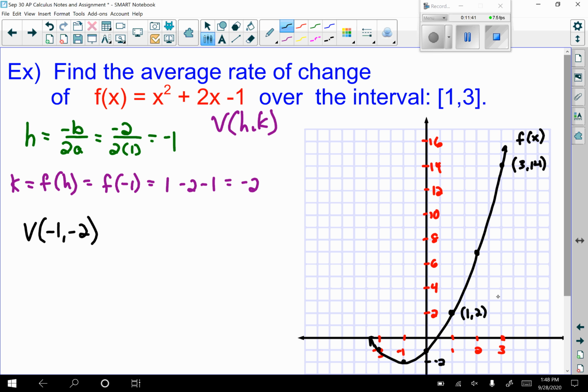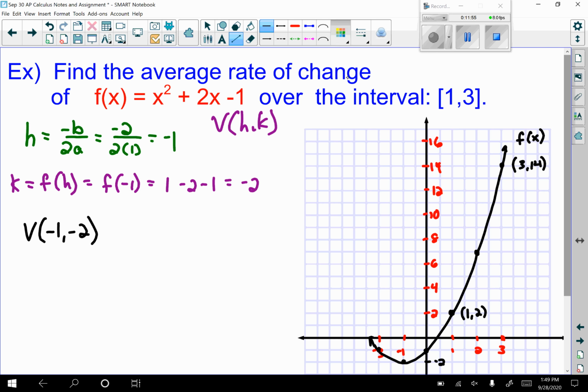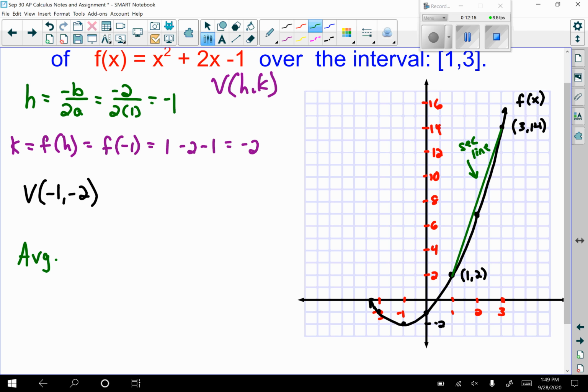All right, so if we're asked to find the average rate of change, that means we just want to draw a line that's passing through these 2 points, from x is 1 to x is 3. And we would call this a secant line. Any line that crosses through a curve at exactly 2 points is going to be a secant line. And the average rate of change will just then be the slope of the secant line. So I'm going to write it this way: slope of the secant line.